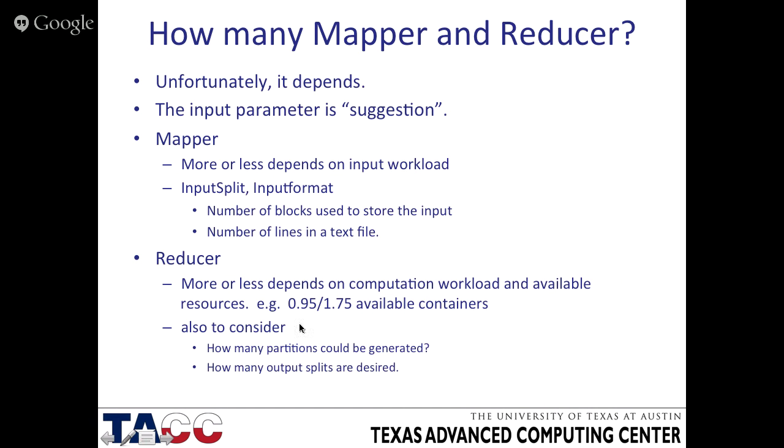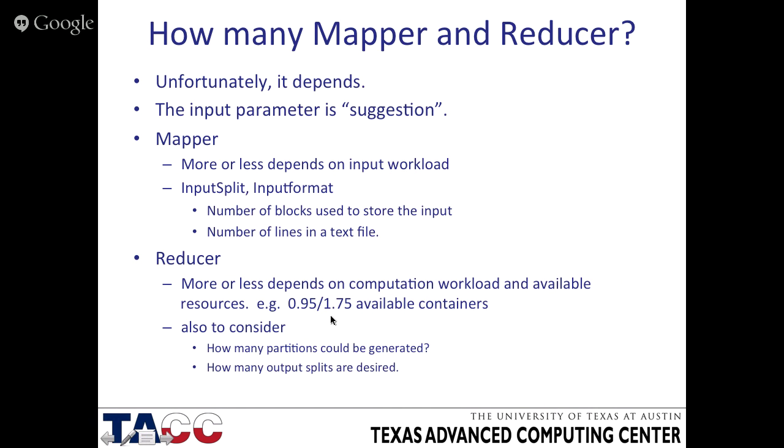The typical suggestion I saw in practice is that some people suggest you could have 0.95, a number very close to the maximum number of containers you may have. What that means is you want the Hadoop cluster to generate all the reduce processes in one pass, so all of the reducers run concurrently. That's one idea.